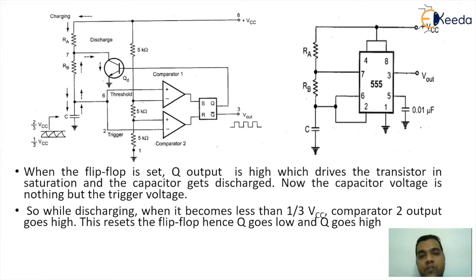If Q goes to 0, again the transistor goes into the off state, and again the capacitor can charge through RA and RB, and go to the level of 2/3 VCC. Again, when it goes beyond 2/3 VCC, the upper comparator will respond and S will become 1, Q will become 1, Q bar will become 0.